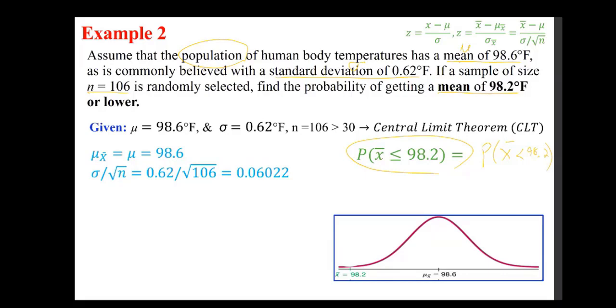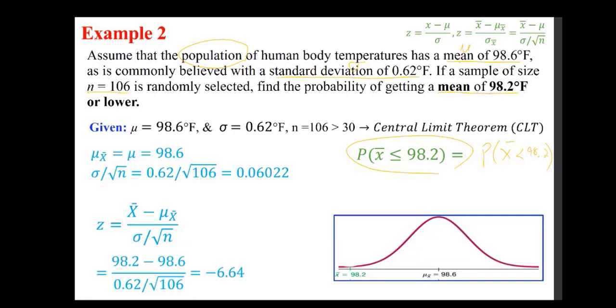So now we have the mu. We calculated the sigma of x bar. So let's calculate the z value. So 98.2 minus 98.6 over 0.62 divided by square root of 106. We've already calculated it, and it becomes negative 6.64.